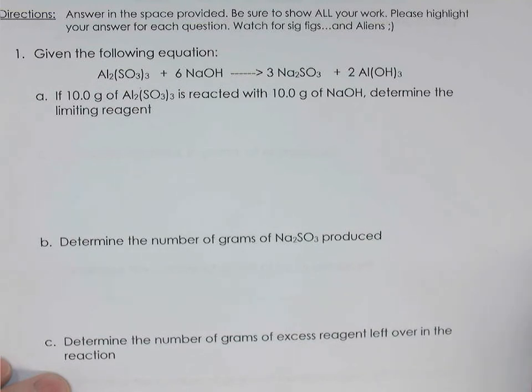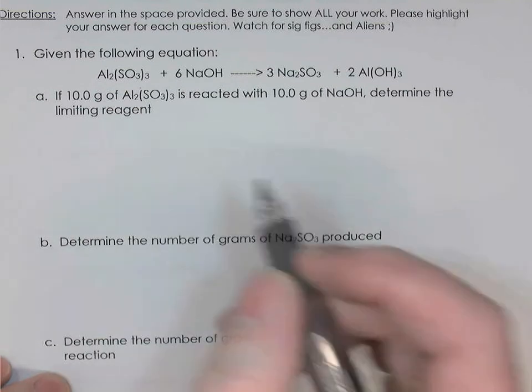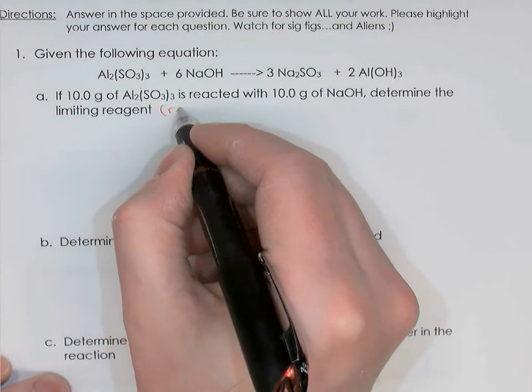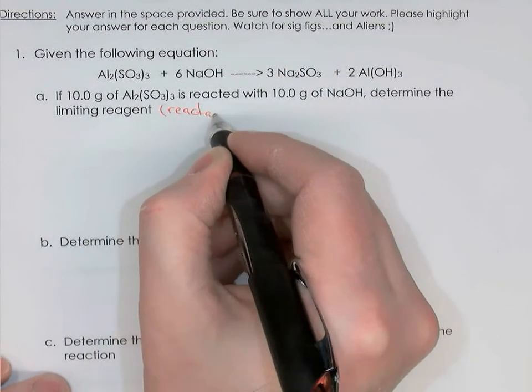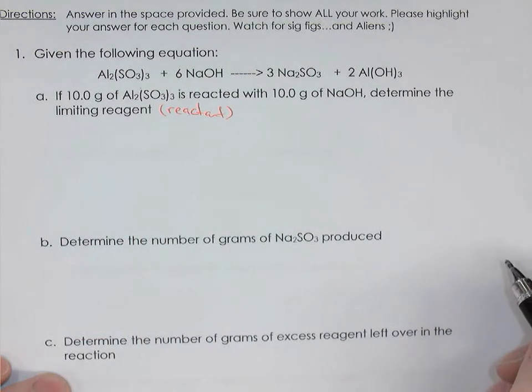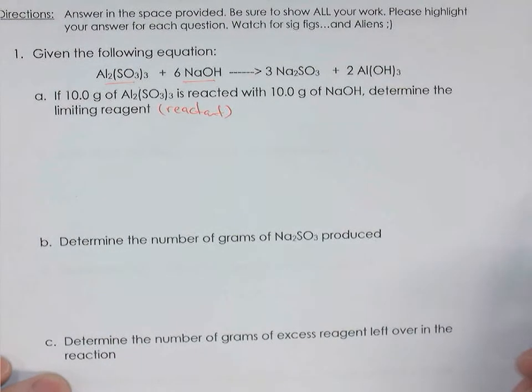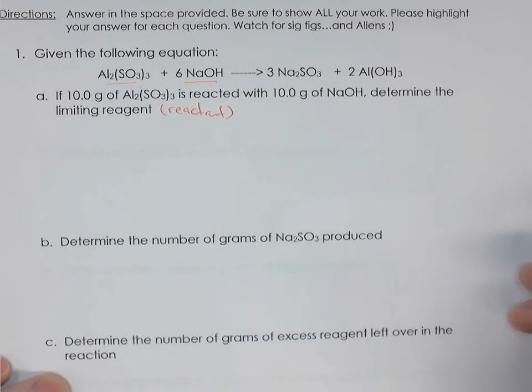the limiting reagent? Now, the word reagent is almost synonymous with reactant. Okay, those are almost the same things. So the limiting reagent simply refers to which of these two reactants, we know we have 10 grams of each, limits the amount of product that we can make.